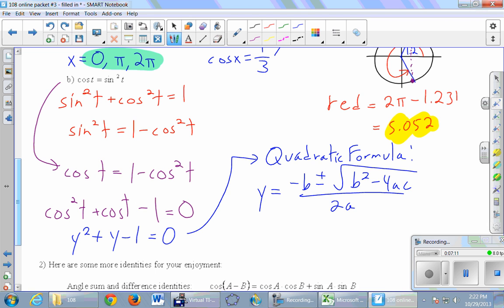So let's plug in all the different pieces. We go negative 1 plus or minus the square root of b squared, that's 1 squared, minus 4 times 1 times negative 1, so 1 minus negative 4. Divided by 2 times 1, which is just 2. So it's negative 1 plus or minus root 5 over 2.